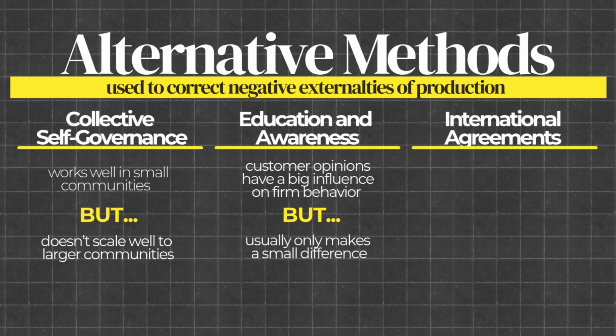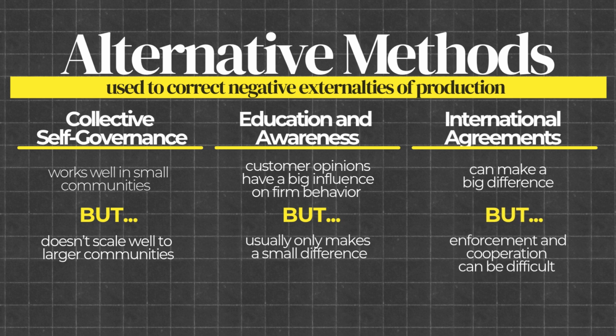The advantage here is that they can make a big difference if everyone works toward the same goal. But enforcement is tricky, and cooperation depends on political will and economic incentives. Some countries may not want to work together due to political differences. Also, since a decrease in pollution usually means a decrease in production, some think these agreements are not fair for poorer developing nations, whose economy will be severely limited by the restrictions.